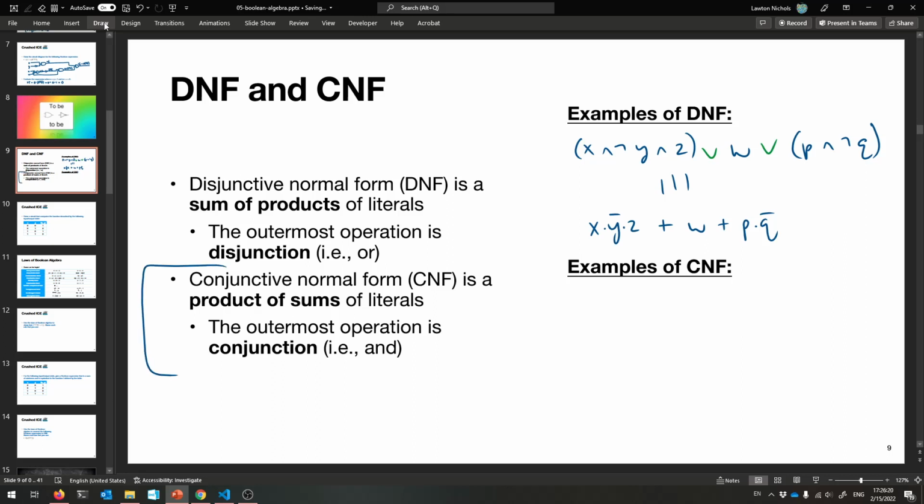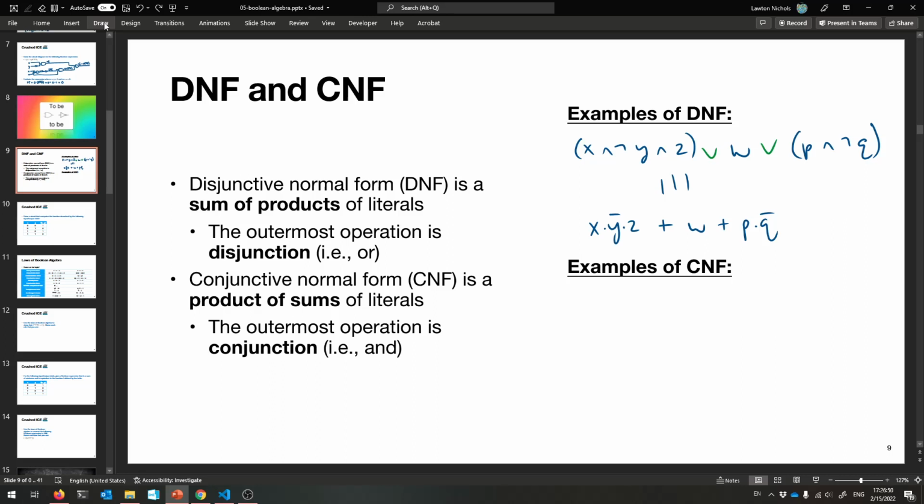Conjunctive normal form is the exact opposite. It's when you normalize your formula so that it becomes a product of sums of literals. So the outermost operation is a conjunction, like an AND operation. That's why it's called conjunctive normal form. It's a conjunction of disjunctions. So if I swap all these, it becomes a non-equivalent thing, but it becomes CNF.